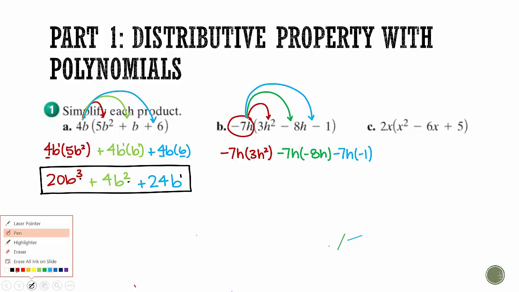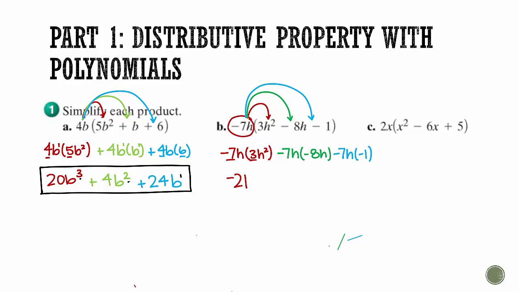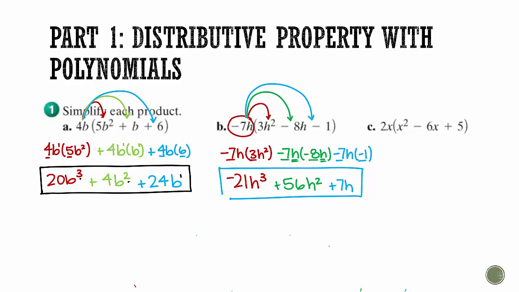So negative 7h times 3h squared. You take your numbers, you multiply them together. I have 1h and 2 more, so I end up with 3. Now the green part, negative 7 times negative 8 is a positive 56, and h times h is h squared. And then finally, negative 7 times negative 1 is positive 7, and we just have 1h. So again, I'm checking it's in standard form, and I can't combine anything, so I'm done. I'm leaving this one for you.